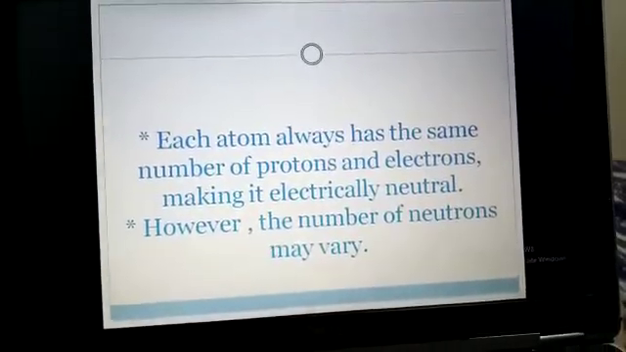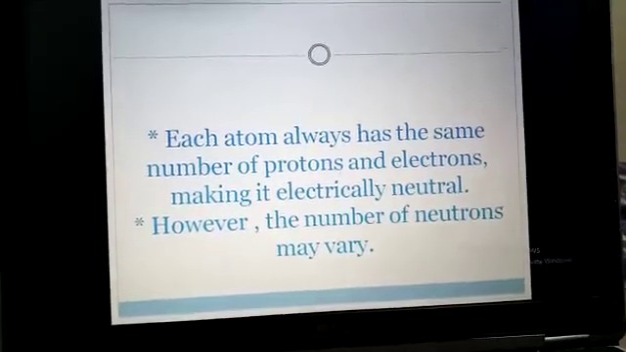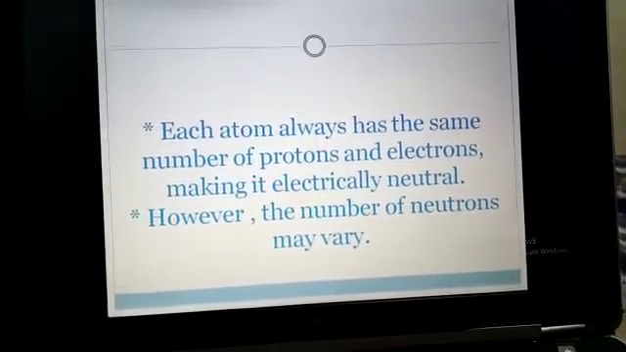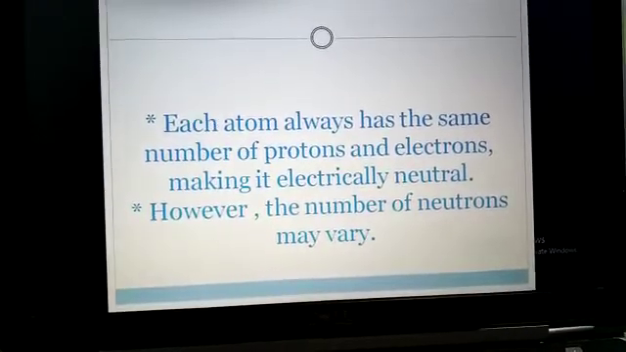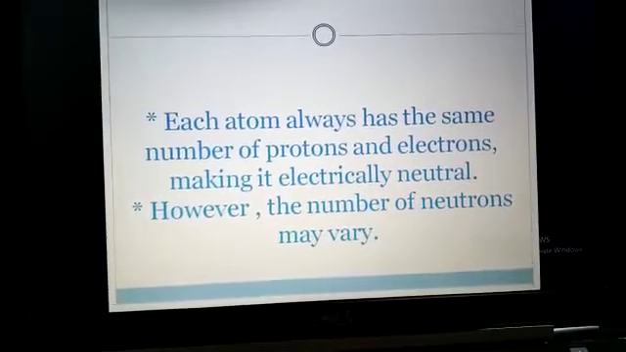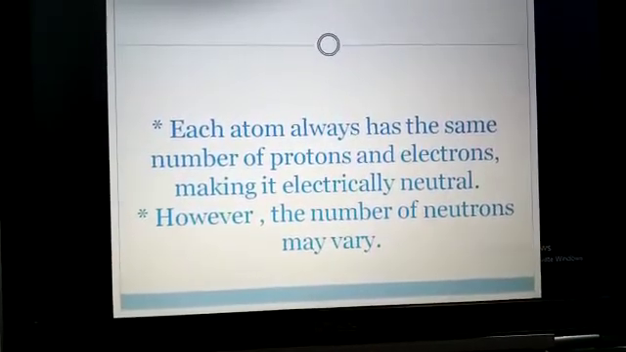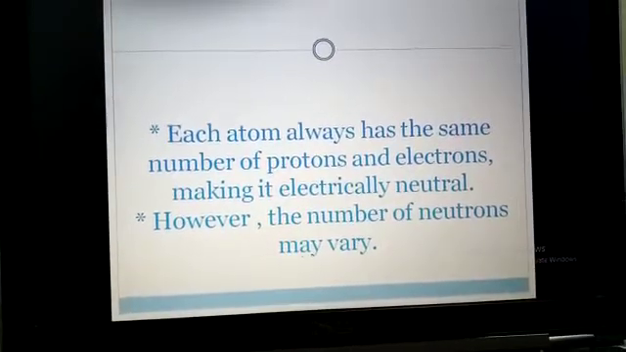Each atom always has the same number of protons and electrons, making it electrically neutral. However, the number of neutrons may vary. The number of neutrons may be different in different atoms.